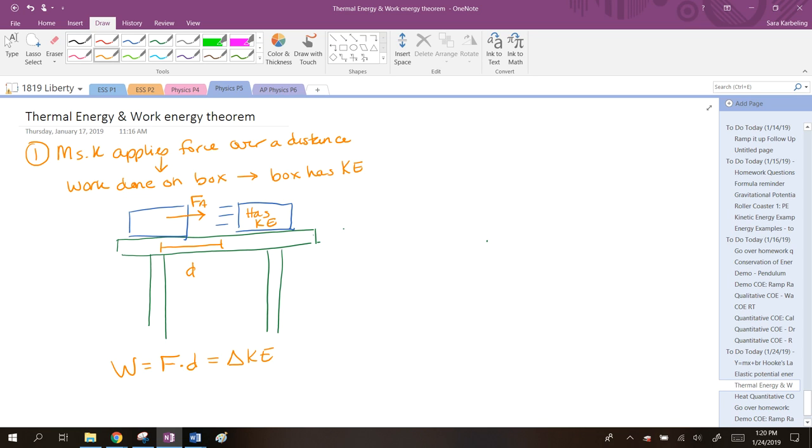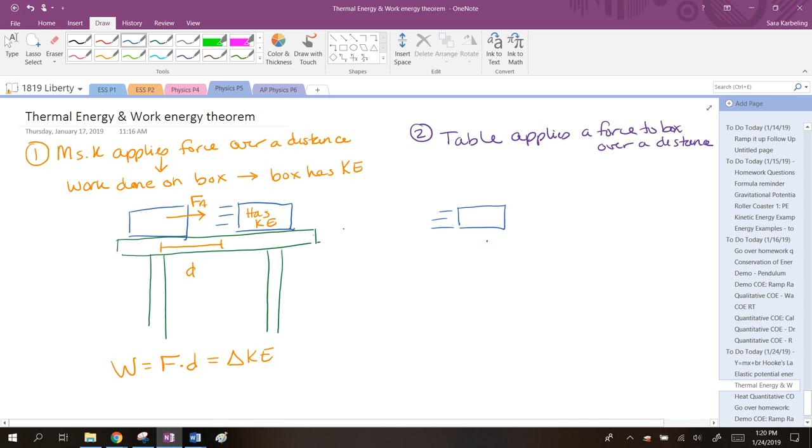The second half of this story is that the table applies a force to the box, a force over a distance. So now we're going to draw the Kleenex box, and it starts off moving. So here's the table. It's kind of the second half of the story here.